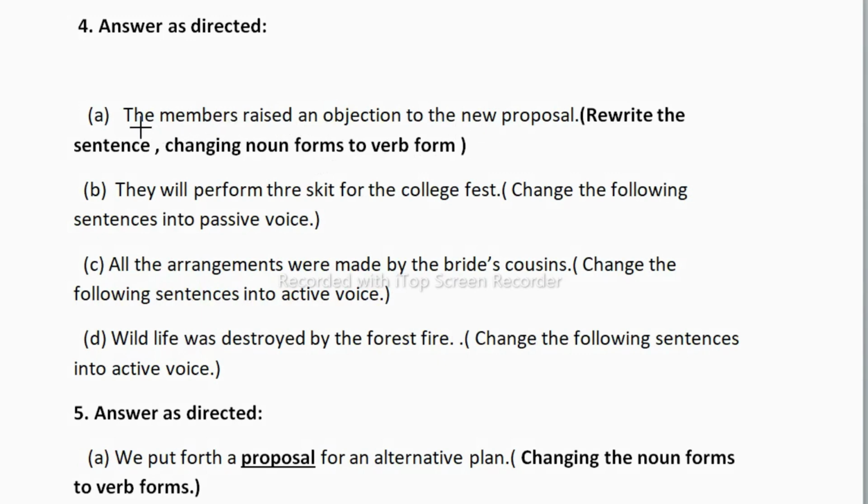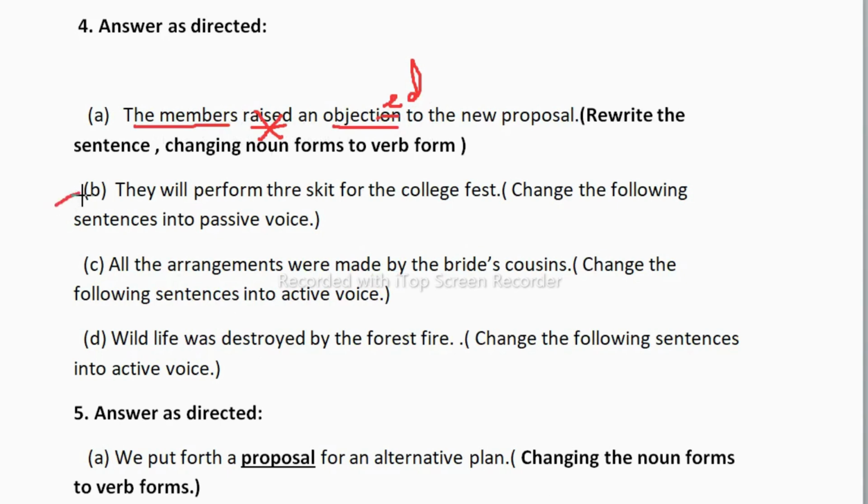The members objected, not objection, instead of objected. The members objected to the new proposal. This will be a correct answer. Before this was a noun, that's why we used an article. A verb doesn't get an article, that's why we are not writing an here. Now raised is also a verb, and objected is also a verb. Two verbs cannot come together, that's why we are not taking raised here. Directly the members objected to the new proposal. This will be a correct answer.